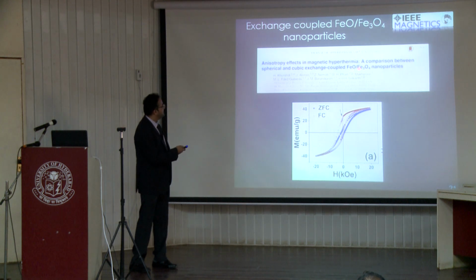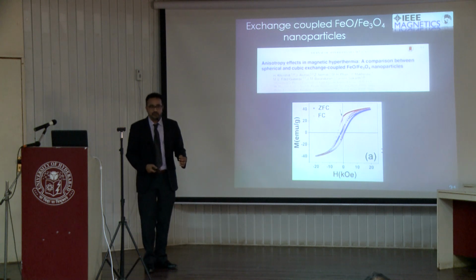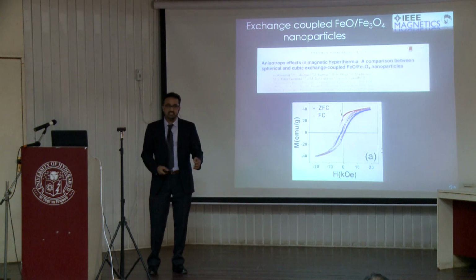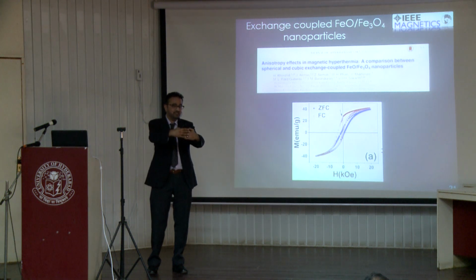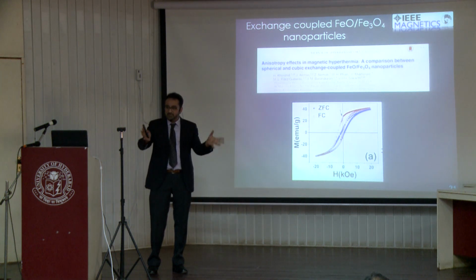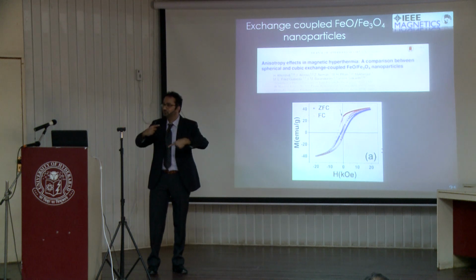So in this case, what she did was she had Fe3O4 outside and FeO. FeO is a lesser known phase of iron oxide. It's the Wüstite phase. It turns out that this is antiferromagnetic. So it's actually an antiferromagnet inside with a ferrimagnet outside. So it's an inverse core shell.